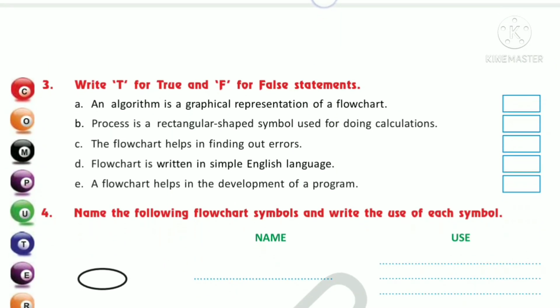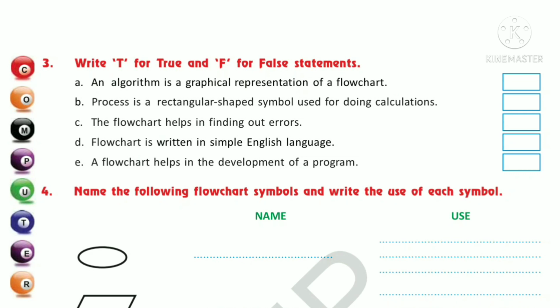Now 3. Write T for true and F for false statements. A. An algorithm is a graphical representation of a flowchart. Is it true or false? That is false. An algorithm is not a graphical representation of a flowchart. That is false.